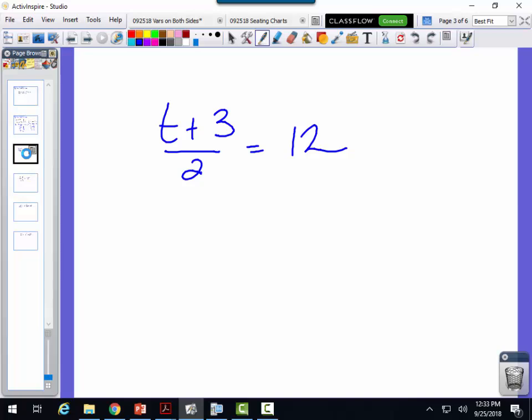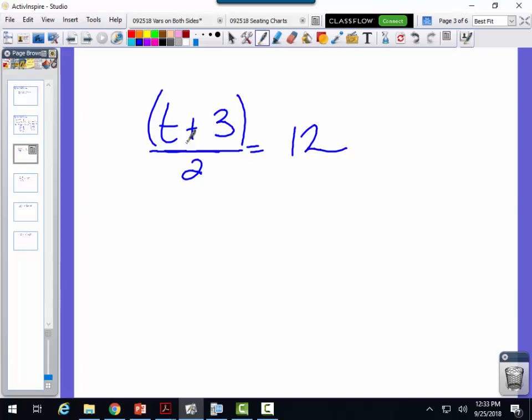Well, there aren't any physical parentheses, but there are some parentheses that are implied. Because of this fraction bar right here, this big fraction bar, that says that this top part is in parentheses. So whenever I look at that t plus 3, this is not a plus, this is a parenthesis.